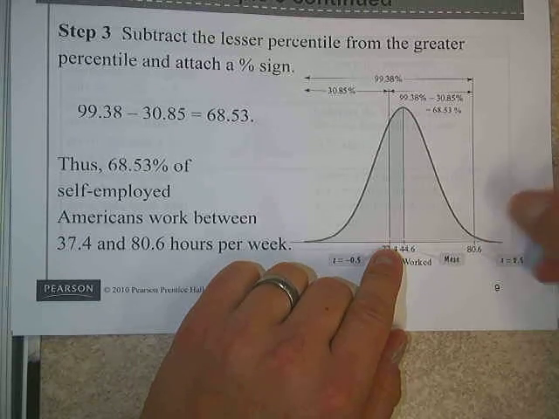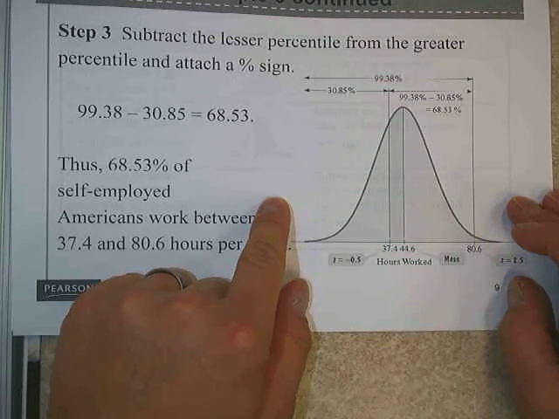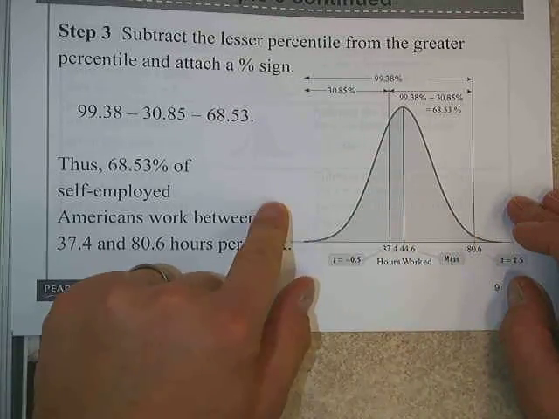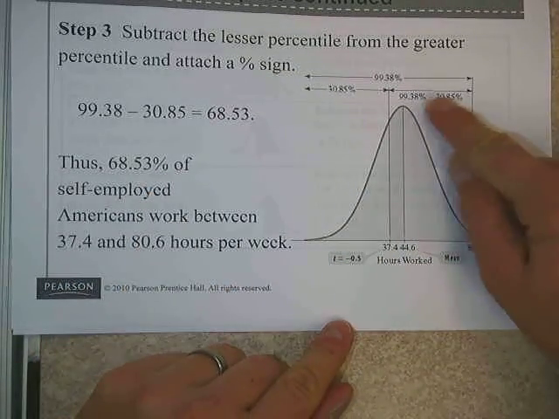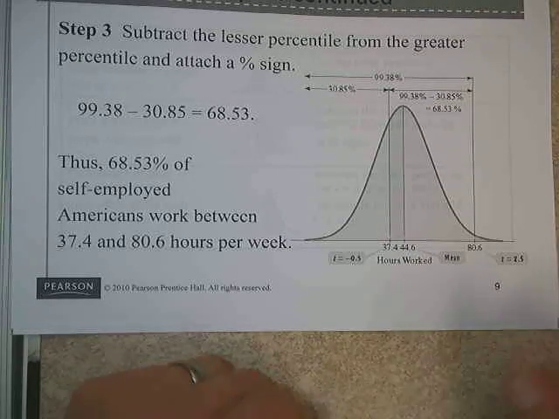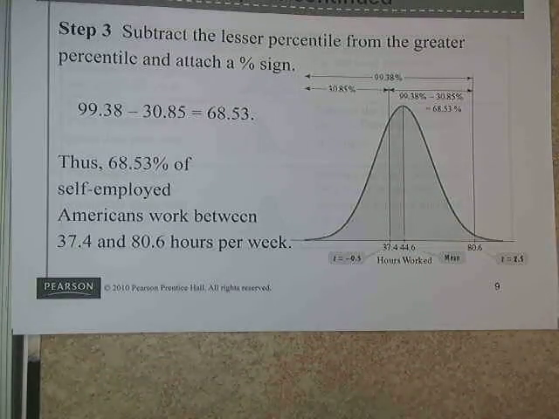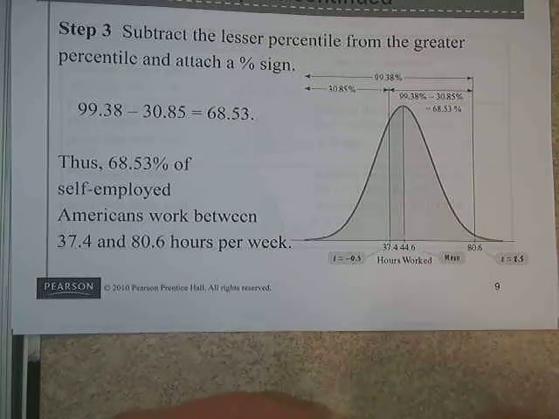And again, looking at the picture, think about why that makes sense. If your 80.6 is way over here, 2.5 above the mean, 0.5 below the mean, okay, and we know that that 99.38 is to the left of that line. Okay, we know that 30.85 is to the left of that line. Then in between those two would make sense to subtract, and therefore we get the 68.53%.